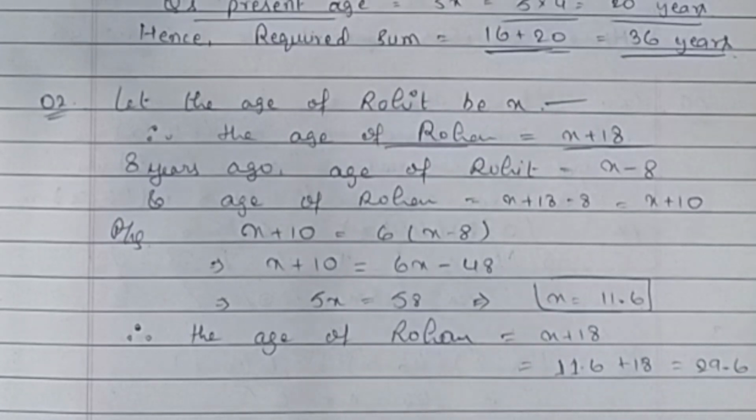Now, the question is further saying that if 8 years ago Rohan was 6 times as old as Rohit, then we have to find out the present age of Rohan.